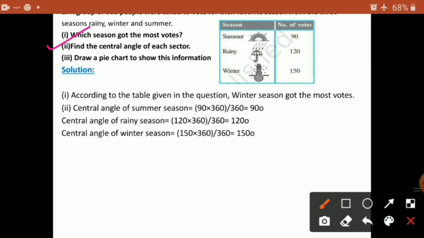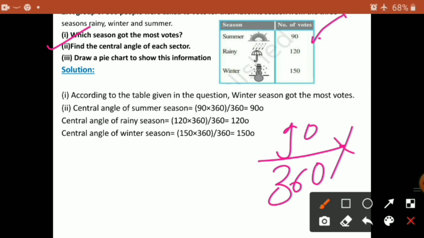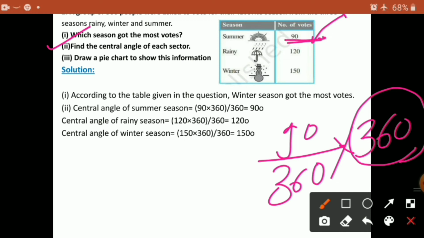Correct? So the central angle for the summer season is equal to what? 90 divided by 360, that is the total, multiplied by 360. Whenever we have to calculate the central angle, we multiply the fraction by 360. How can we calculate the fraction? That number divided by the total, and here the total of these 3 is 360. So the central angle for the summer season is 90 divided by 360 into 360.